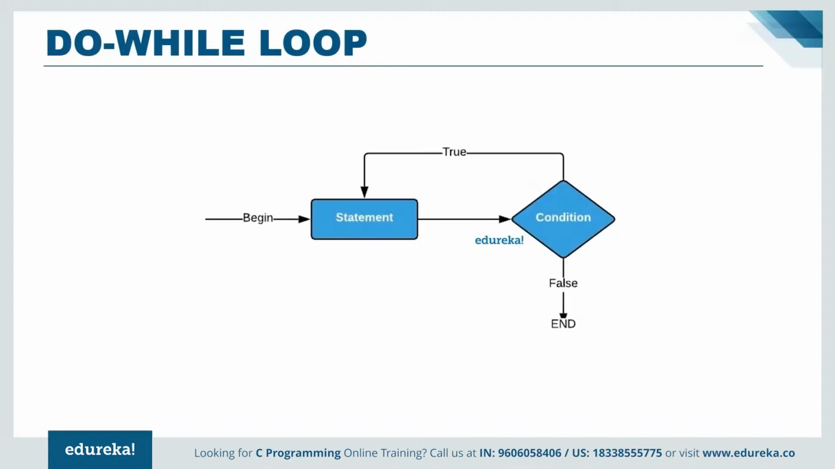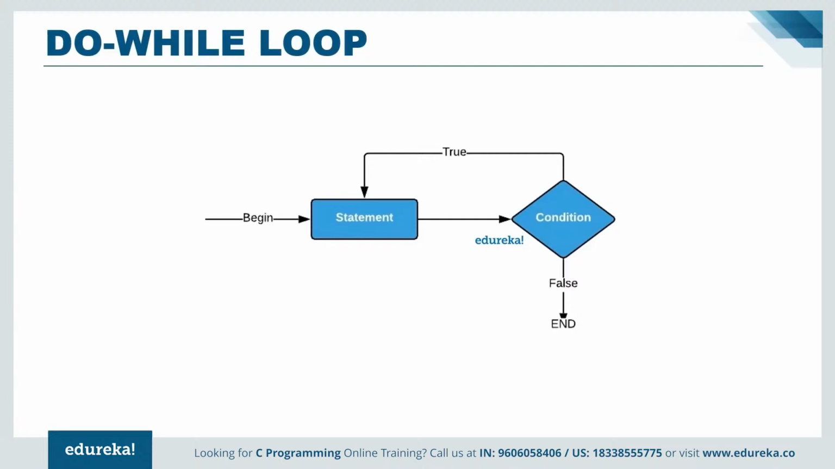You can see this when we execute a practical program. But before that, let us check the flow diagram of do while loop. In do while loop, the statements will be executed first. Once the statements are executed, then the condition is checked. If the condition is true, then the same set of statements are executed again. Else, it will exit the loop.